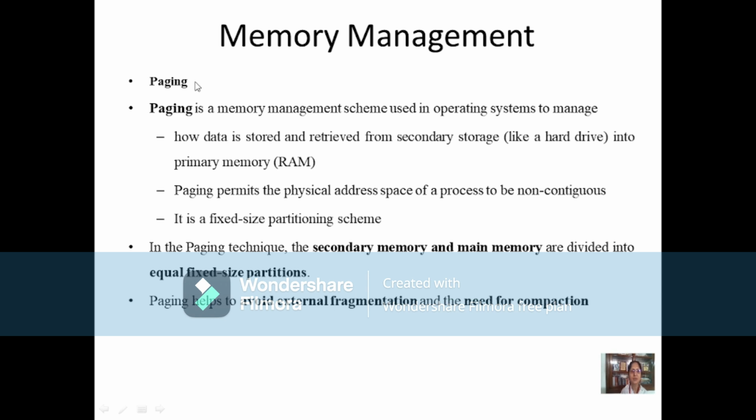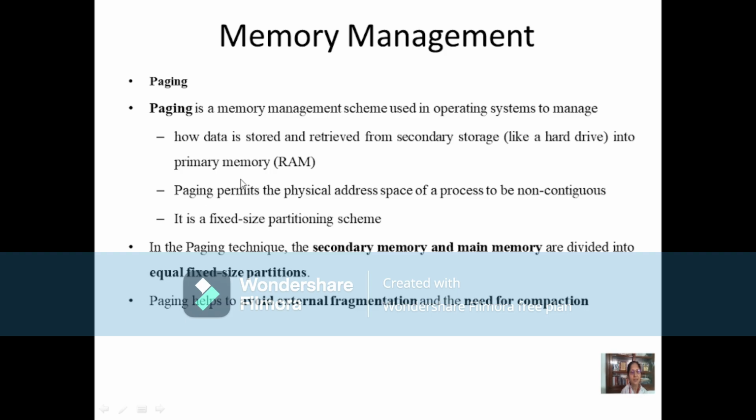Hello students, today's topic is paging, which comes under memory management. So let us see what is paging. Paging is a memory management scheme used in operating systems to manage the data that is stored and retrieved from the secondary storage into primary memory, also known as RAM.